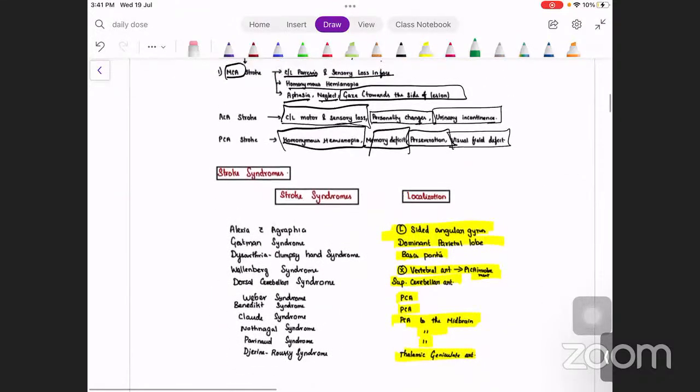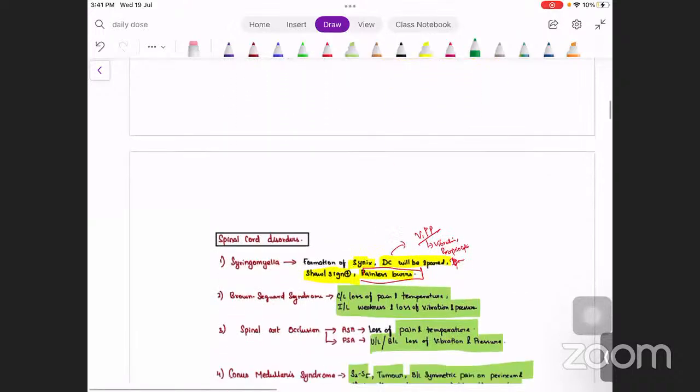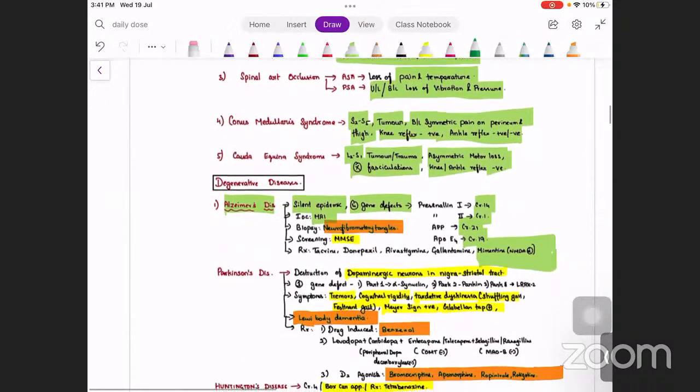MCA territory: contralateral paralysis and sensory loss on the face, aphasia, neglect, and gaze towards the side of the lesion. PCA: visual field defect, memory deficiency, and the patient presents with perseveration. ACA: contralateral motor and sensory loss, personality changes, urinary incontinence. Then you have stroke syndromes. We have discussed the important stroke syndromes and spinal cord anomalies.